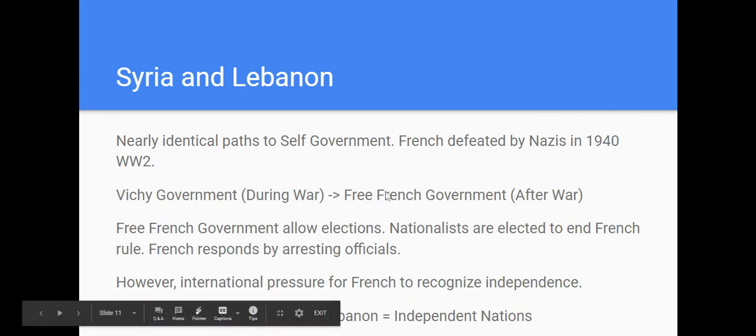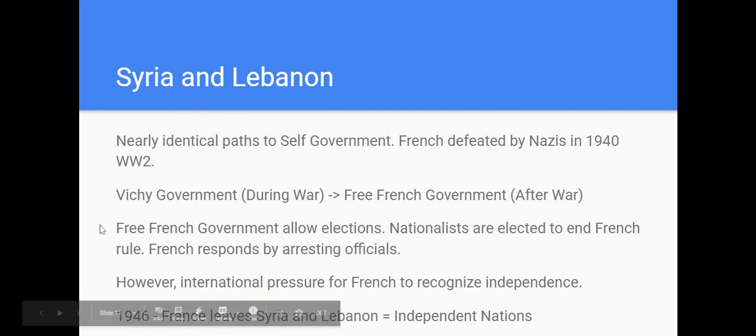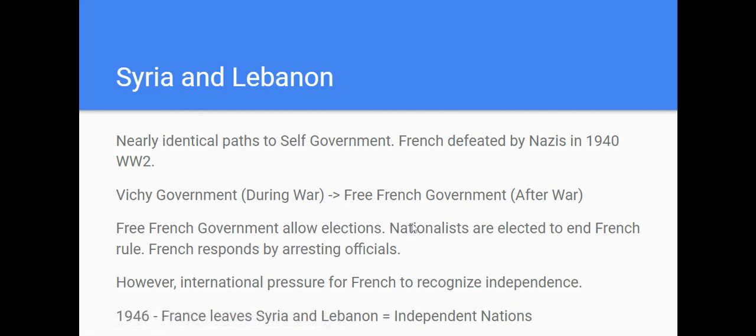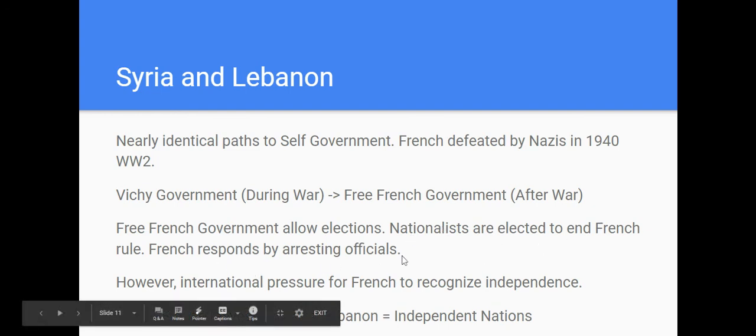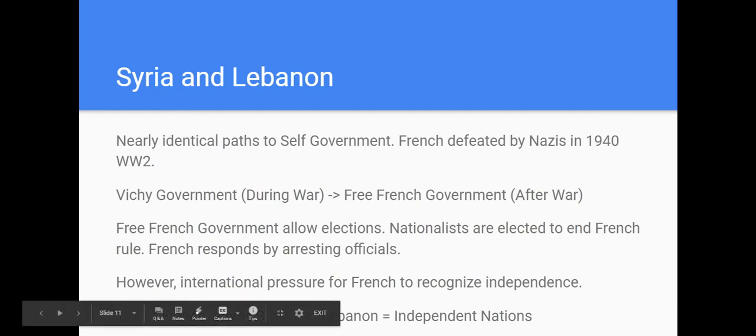Nearly identical paths to self-government. In 1940, the French are defeated by the Nazis. You get the Vichy government, which we will talk about, but it is essentially the quote-unquote French government, really controlled by the Nazis. And then you get the Free French government after the war. The Free French government allows elections, hooray! But then, when they don't like the results, they arrest the officials that are elected. Boo! However, at this point after World War II, there is international pressure for France to recognize the independence of Syria and Lebanon, and they achieved that independence in, I have it here, 1946. See, right after World War II.